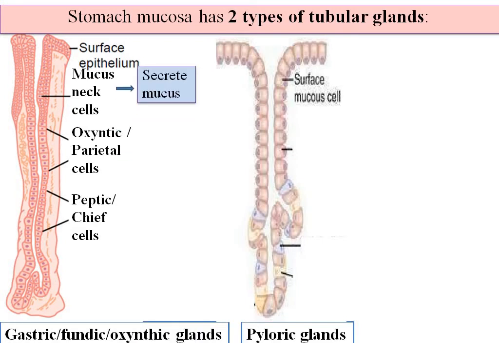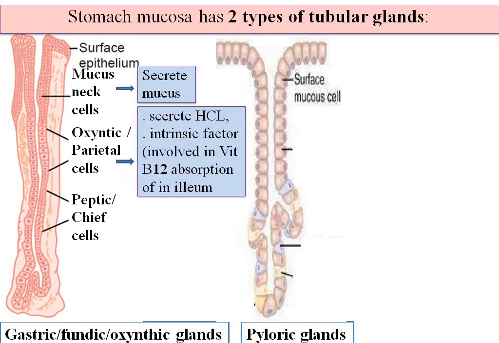Mucous neck cells secrete mucus. Oxyntic cells secrete hydrochloric acid and intrinsic factor. Intrinsic factor is responsible for the absorption of vitamin B12 in the ileum. Peptic cells secrete pepsinogen. The pepsinogen secreted by the peptic cells is activated by the hydrochloric acid secreted by the parietal cells.